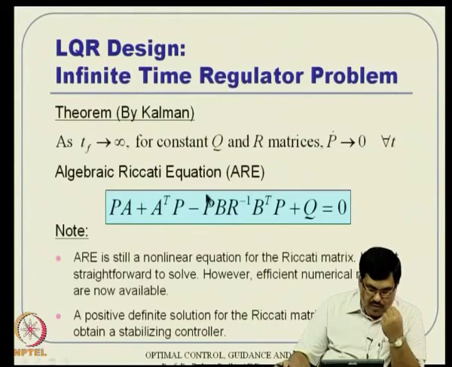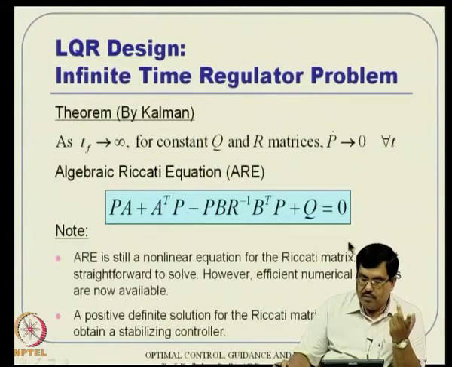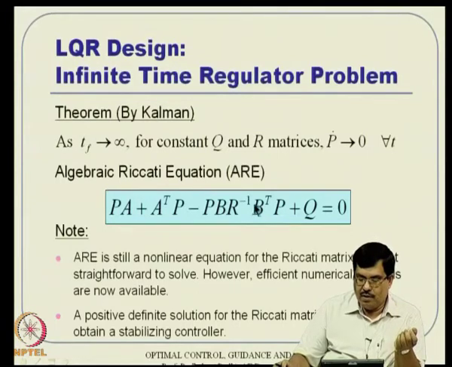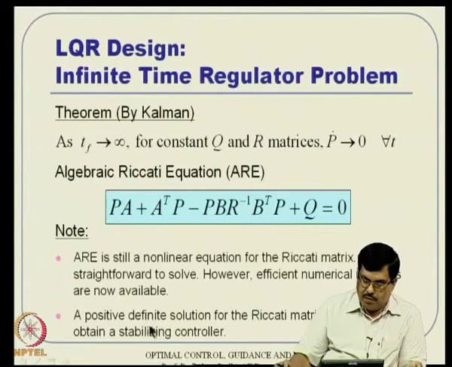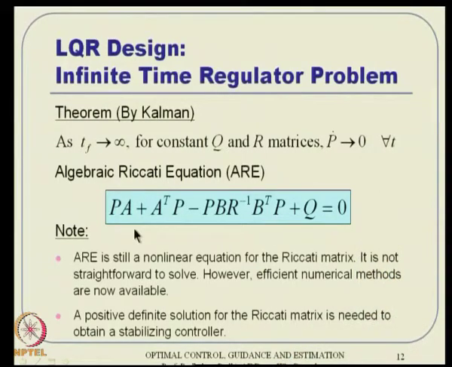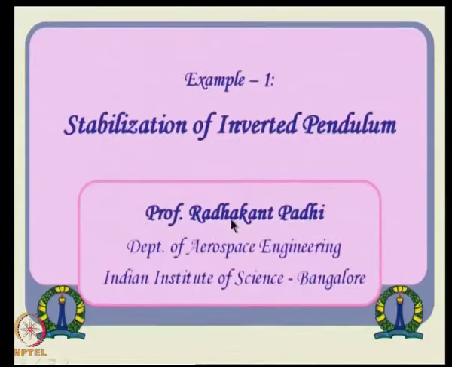So, ARE is still a nonlinear equation for the Riccati matrix, but the point here is that it has drawn quite a bit of attention, and hence good solution techniques are available. But also remember that a positive definite solution for the Riccati matrix is needed to obtain a stabilizing controller. You can prove that with a positive definite P, a lot of good things happen. Because this is a nonlinear equation, it can admit multiple solutions, so you have to discard the others and take the one solution which is positive definite. Then you get a lot of good things there.